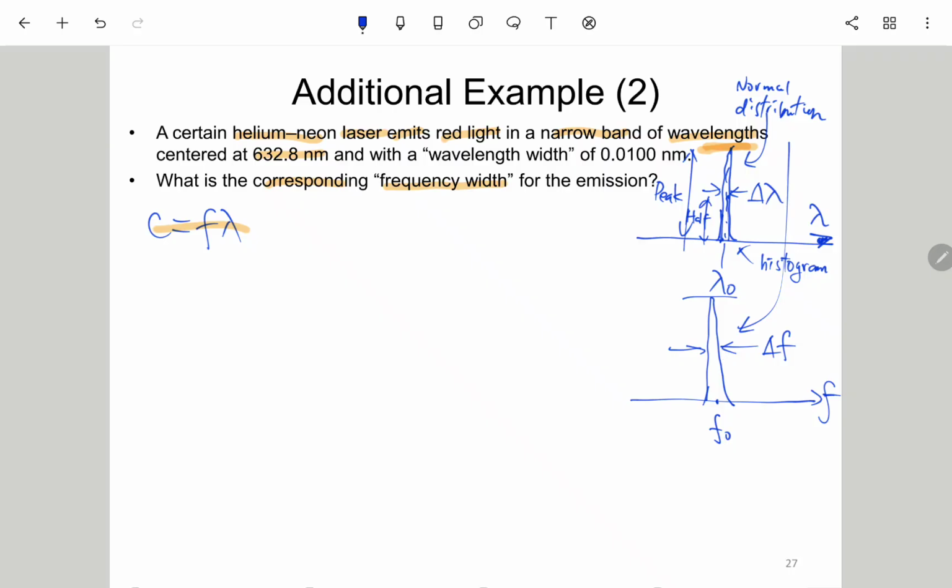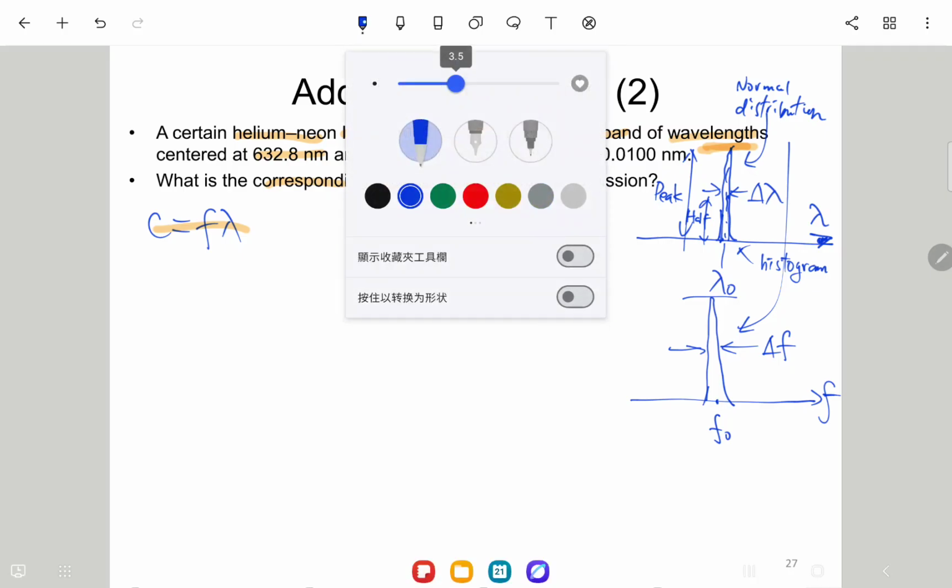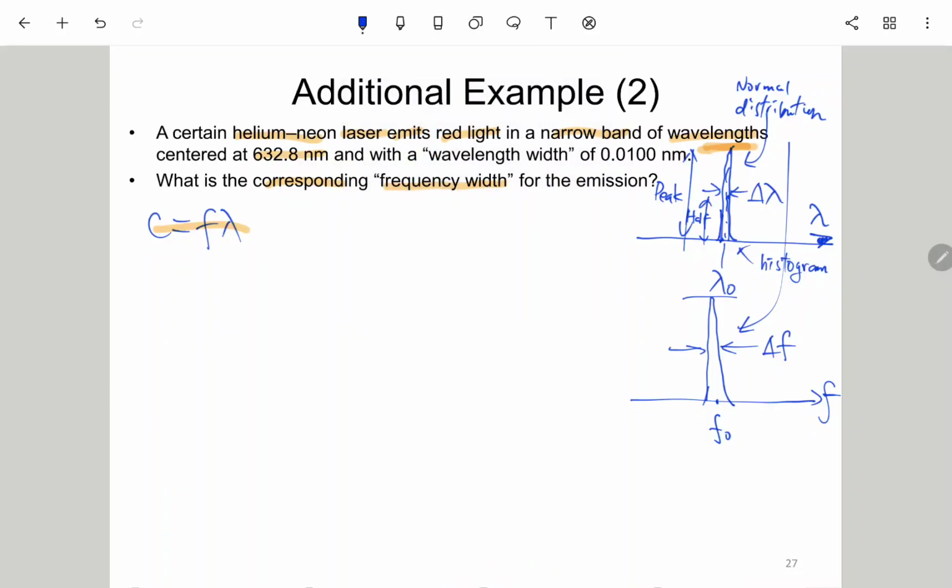Okay, so actually we can do it two ways. Of course, in the textbook it just shows you how we can use the derivative to simplify the calculation. So it is like df equals d of c over lambda. Because here we can write it as f equals c over lambda.